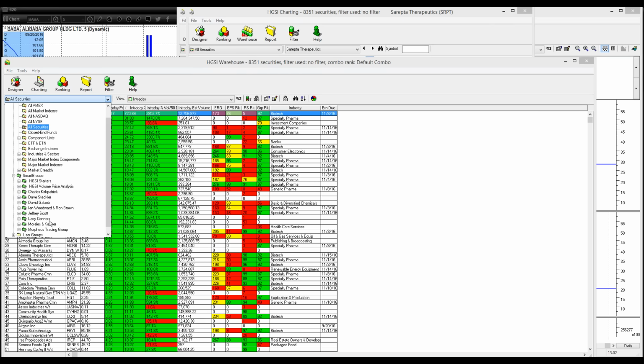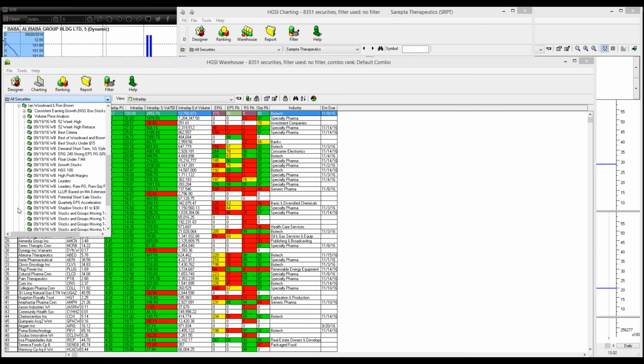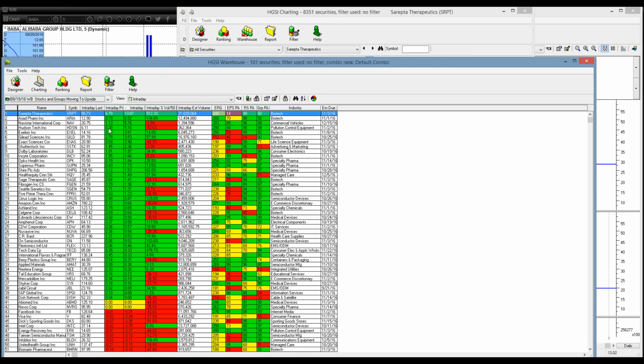And then there are these two brilliant guys, Ian Woodward and Ron Brown. I never met them before, but they're obviously pretty sharp guys. They created this screen, and if you look at this every day, I guarantee you will not miss a big winning stock, particularly if it doesn't fit so-called CAN SLIM characteristics. So this is probably my favorite screen.